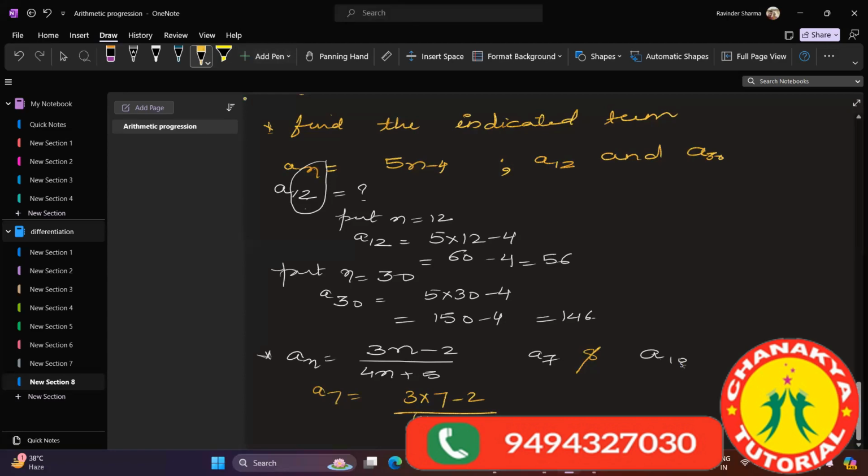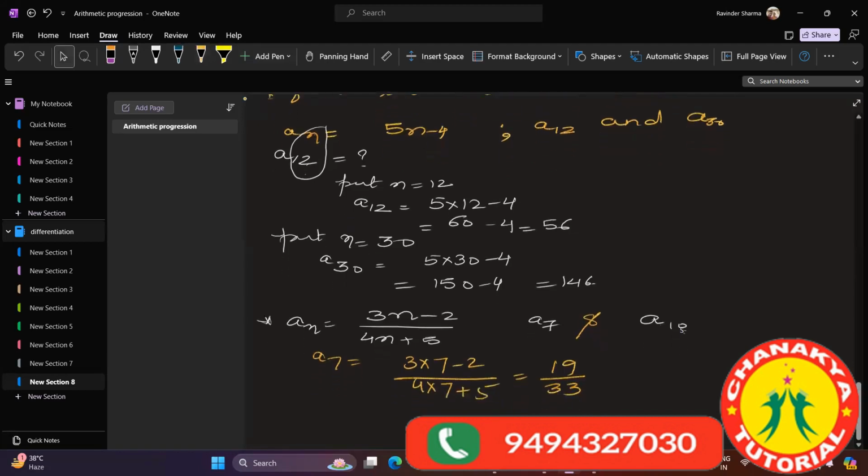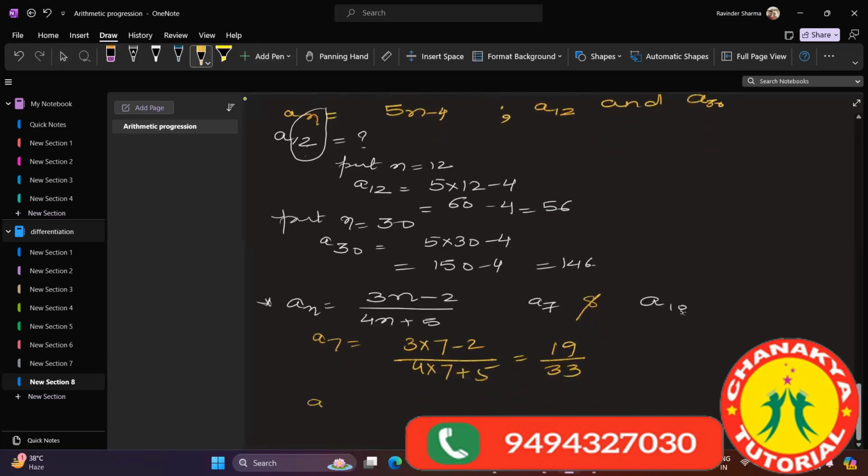Four into 7 plus 5. So it will be 21 minus 2, 19 upon 33. Now A10 will be 3 into 10 minus 2 upon 4 into 10 plus 5. So it will be 28 upon 45. Okay, Abhinav? Yes, ma'am.